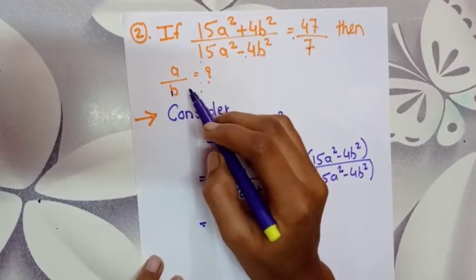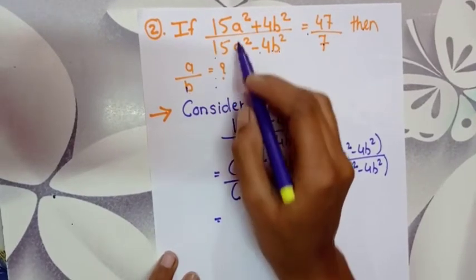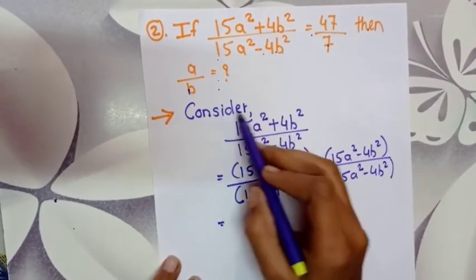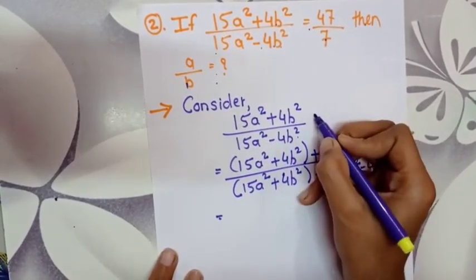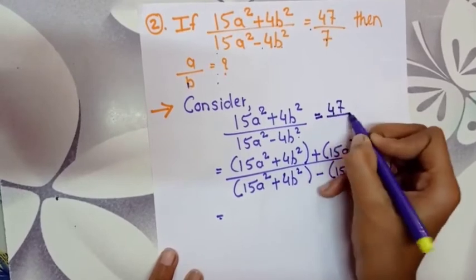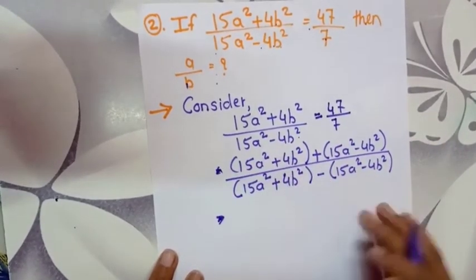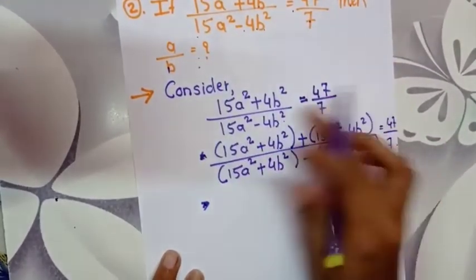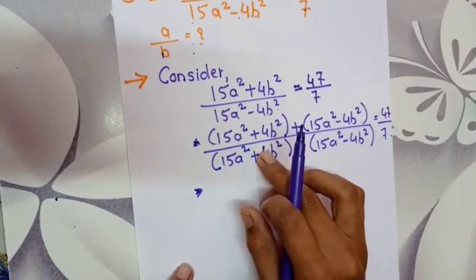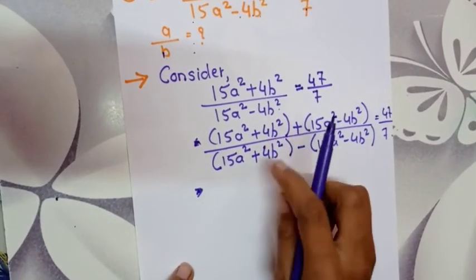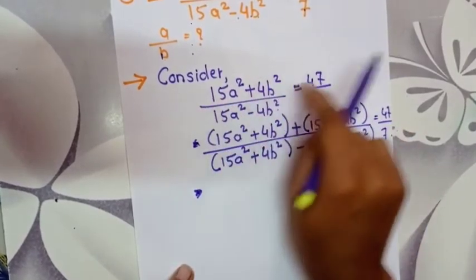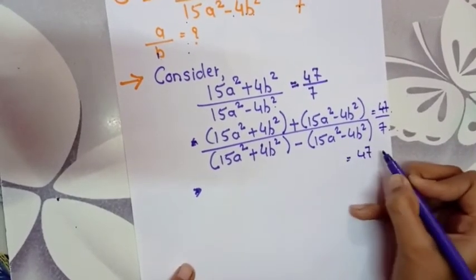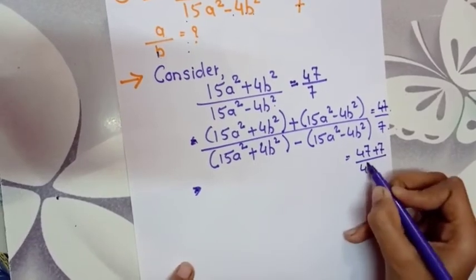Now, a simple trick we have to remember: we have to convert the given form into the simplest one. Considering as it is, which will be equal to 47 by 7. We have applied the componendo dividendo property in this equation, so it will become 47 plus 7 by 47 minus 7.